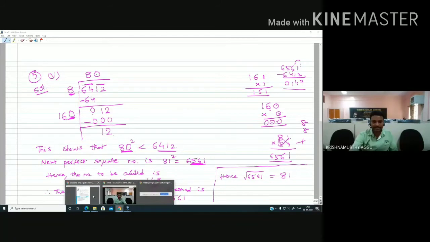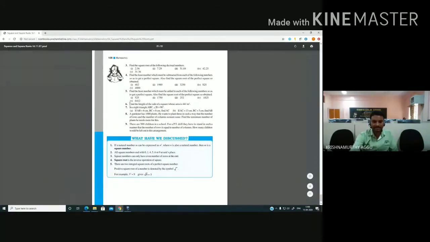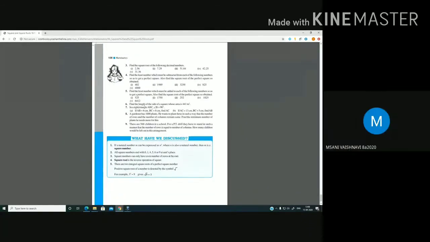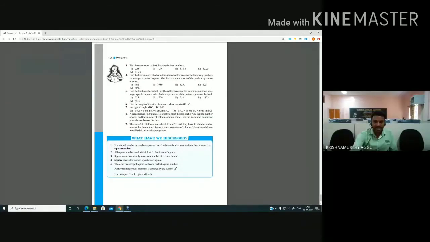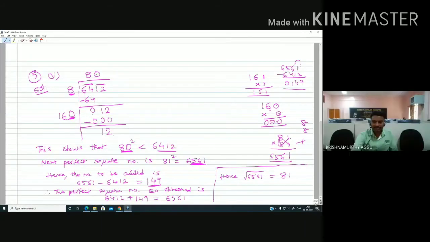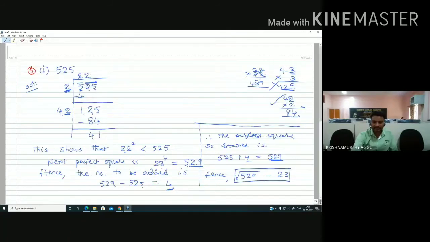Okay. Next, you see this question number 6. Read it. Find the length of the side of a square whose area is 441 square meters. Here, the area of the square is given. They are asking us to find out the length of the side. Area of the square is how much? Side into side. 441 meter square.